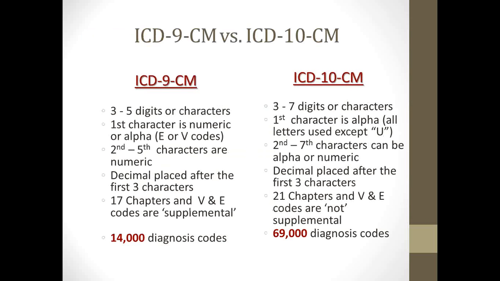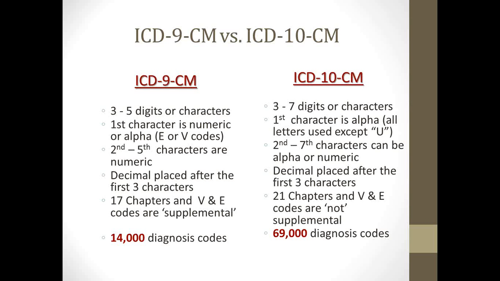So here's basically the breakdown of the difference between ICD-9 and ICD-10. You have 3 to 5 digits or characters within ICD-9, and that's just a little bit more for ICD-10. In ICD-9, the first character is numeric or alpha, E or V codes. Within ICD-10, the first character is alphabetical. All letters are used except for U.